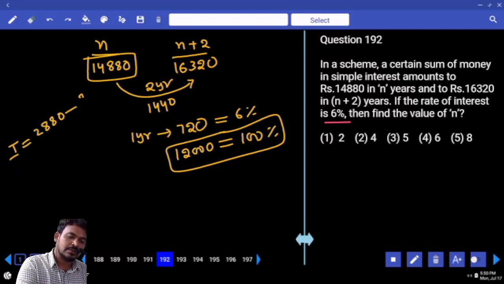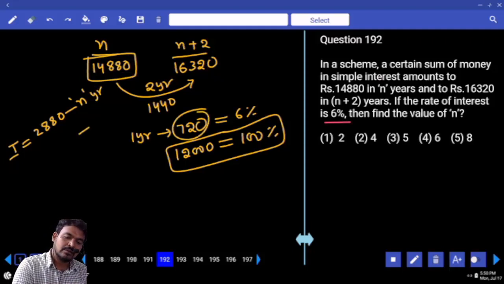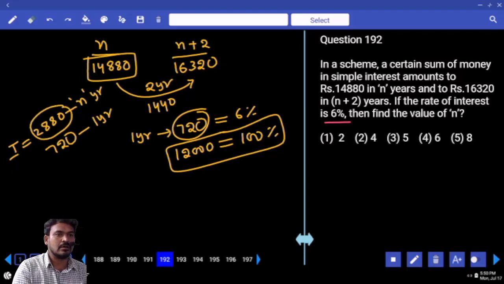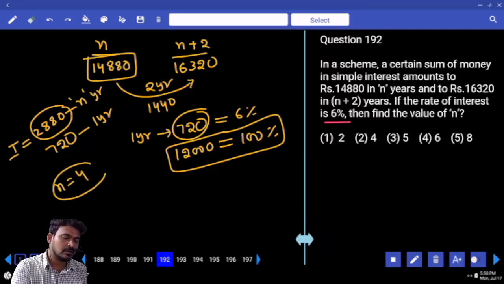Is it some years interest or only 1 year interest? Some years, any years interest. What is the 1 year interest? 720. In 1 year you get 720 interest. In N years you get interest of 2,880. Almost 4 times. N equal to how much? 4 years.